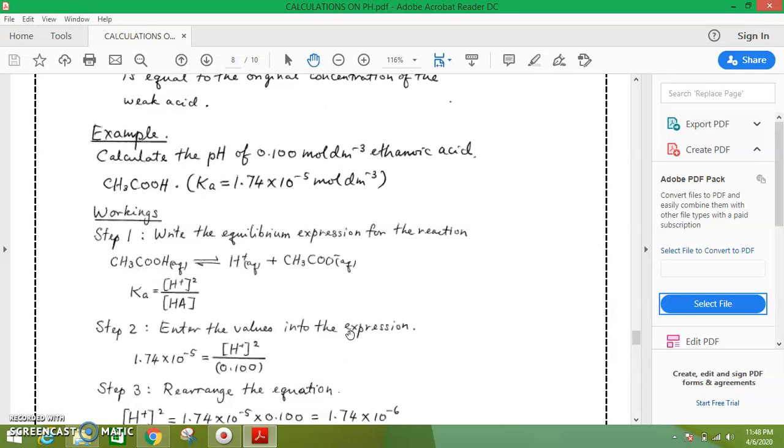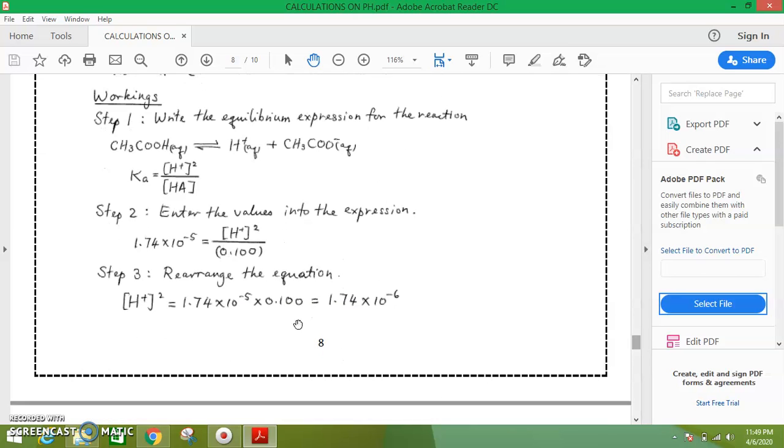Step 2, enter the values into the expression, substitute the values. We know the Ka value is given in the question here. Hydrogen ion we are going to find out. The concentration of acid is given, substitute here, rearrange this. In step 3, rearrange, take this out. We are going to find the concentration of hydrogen ion in step 3. Just cross multiply Ka with the concentration of acid. So you will get here 1.74 × 10^-6.